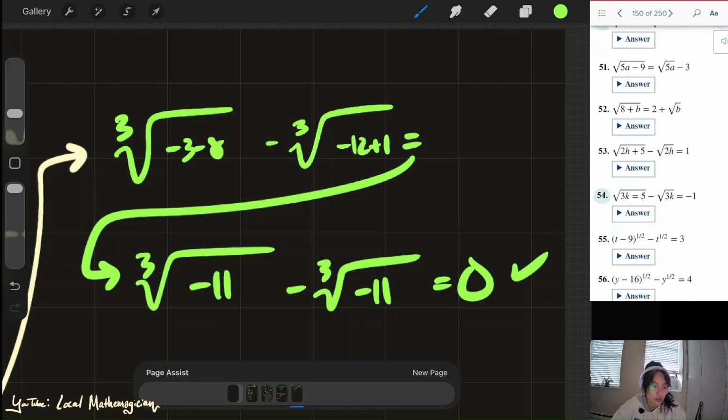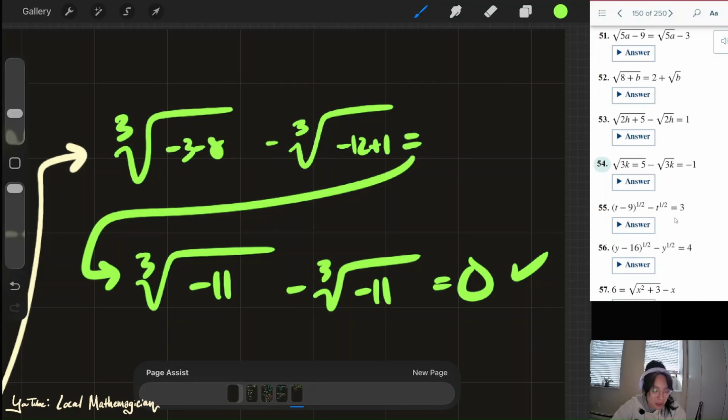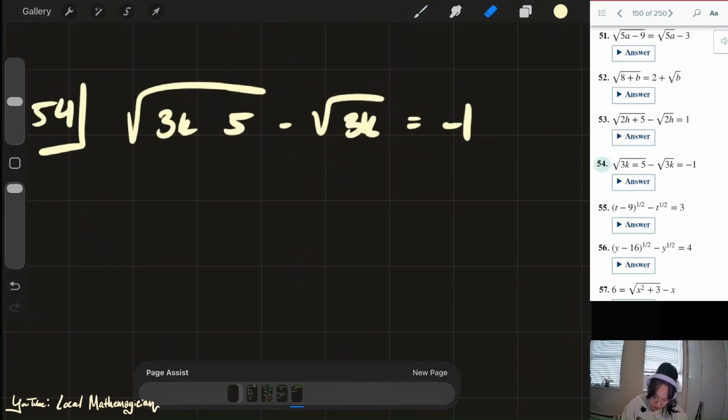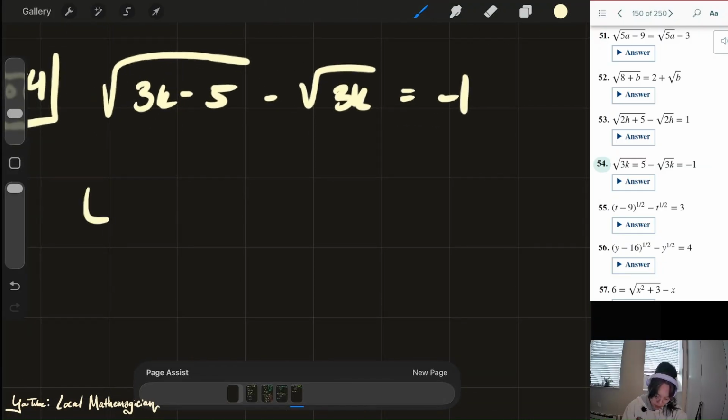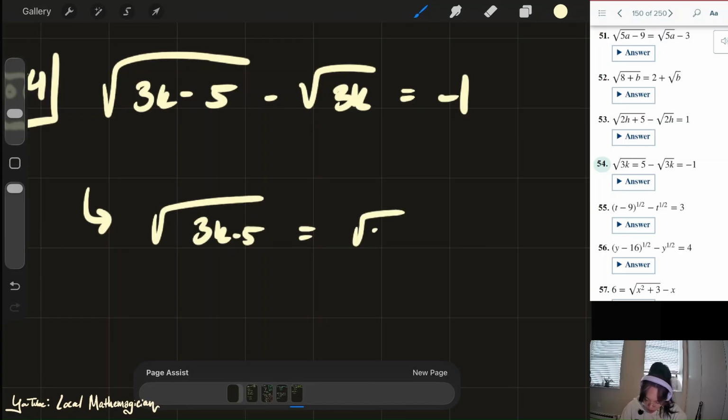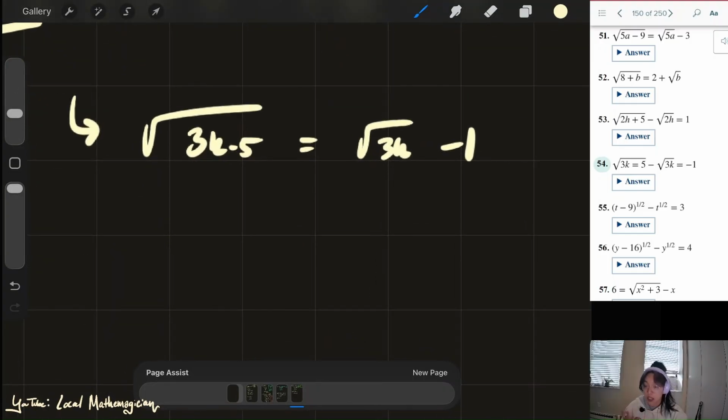All right, let's do, oh, it's a typo. Great heavens. Let's do number 54. That should be a minus, my friends. It's a minus. All right, so if we work that out, shuffle this over: root 3k minus 5 is equal to root 3k minus 1. Square both sides. And again, if they're mixed indices, just do one at a time. It's okay. These are the same index, but anyway.